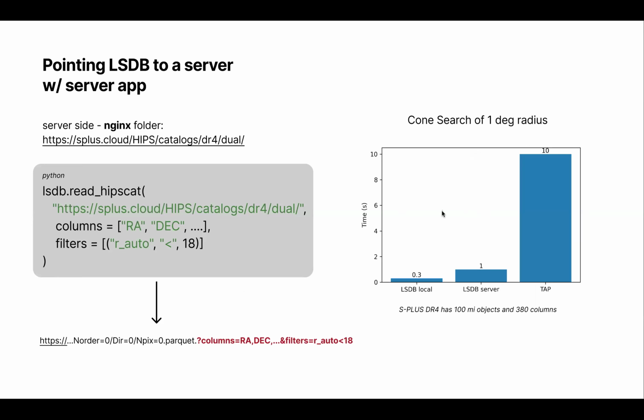Here I did a quick benchmark of this exact query. I put these dots here because I selected 20 other columns. And you can see that we are getting closer to LSDB local. It's still not the same thing, but we are doing much better than the TAP anyway. So this is, I think, the important thing.